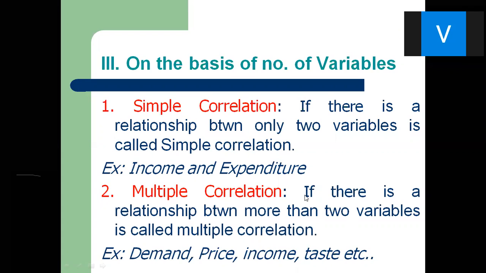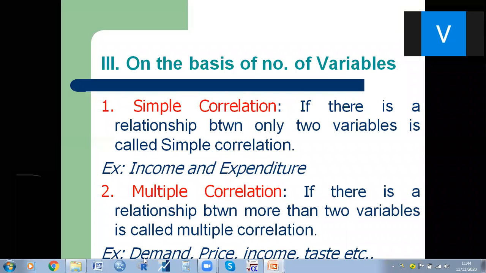Whereas multiple correlation, the second one. If there is a relationship between more than two variables, nothing but three or more than three variables, it is called multiple correlation. For example, as for the law of demand, the demand depends on so many factors. That's why we can write quantity demanded is a function of price, income, price of complementary goods, substitute goods, taste, preference, etc. If we consider four variables here: demand, price, income, taste, and I want to know the relationship between these four variables, if I use these four variables' data to calculate the correlation, that is called multiple correlation.